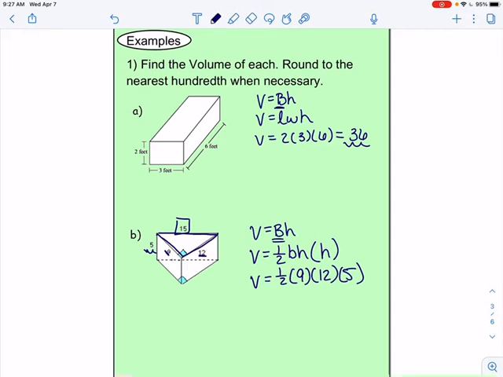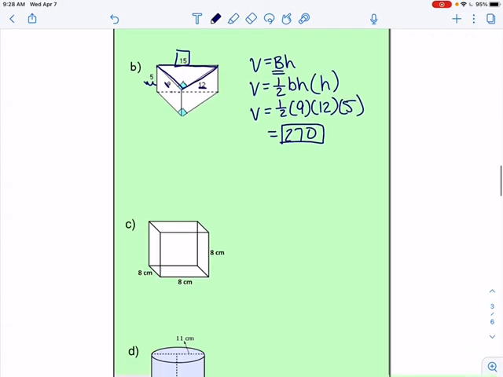Sometimes you might be missing a piece and you might have to find it, but one way or the other, just because they give you something doesn't necessarily mean it's going to go in the formula for the volume itself. So when you multiply here, again, please play along on your calculator. You should get an answer of 270. So the volume of that triangular prism is 270 there.